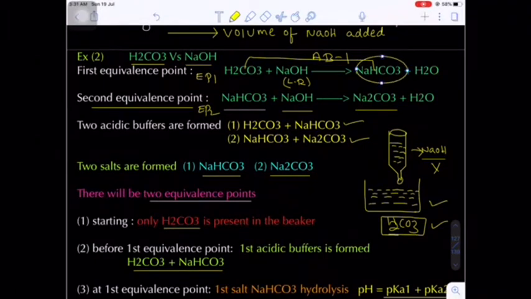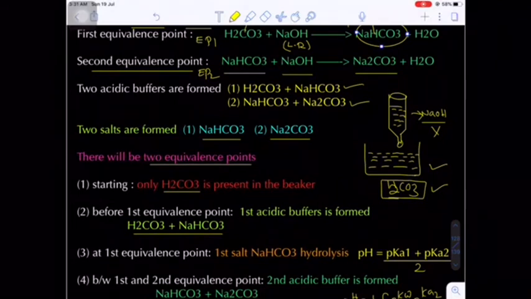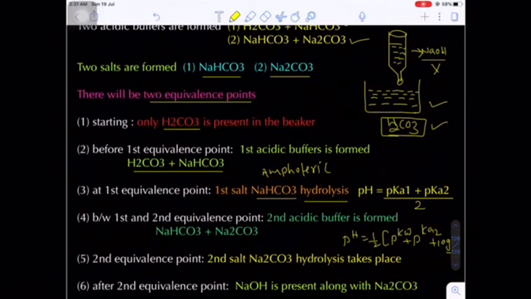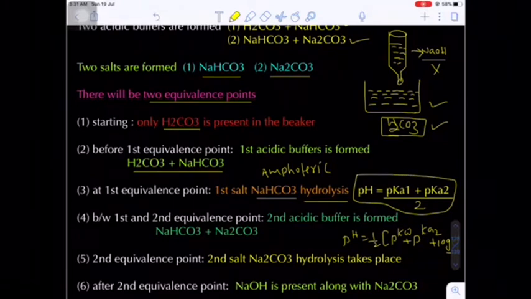Now at the first equivalent point, what happens? NaOH and H2CO3 are both completely consumed, and in the mixture you will get only sodium bicarbonate. That is the first equivalent point. At the first equivalent point, you will get the first salt, which is sodium bicarbonate. Do you know this is an amphoteric species? Yes, this will be amphoteric. So we know that in the hydrolysis of an amphoteric species, the pH will be equal to (pKa1 plus pKa2) by 2. So this is a very important expression regarding the calculation of the pH of an amphoteric species.